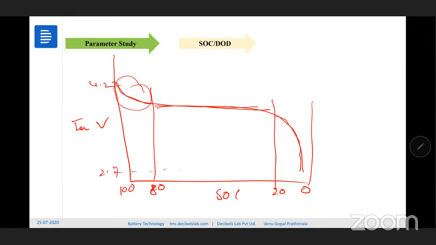As we have an exponential graph over here, it tells us that the non-homogeneous chemical reaction takes place, which means it is not good to operate the cell in that region. That's the reason we should not discharge the cell fully to 0%, or charge the cell fully to 100%. There will be an operating region between 80 to 20%, or at least 95% to 10%. You have to keep in that range so that the life cycle of the battery will be increased.